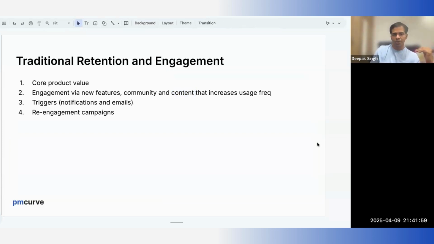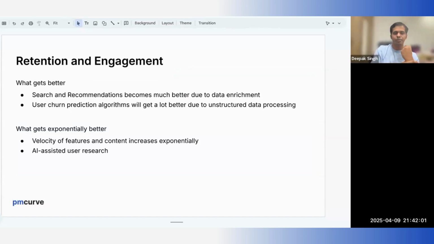Now, if you look at how AI actually changes it, what gets better is the core product value. Search and recommendations become very, very good. Because in search and recommendations, we were dependent on, let's say, NER models, which stands for named entity recognition, where you look at some entities in search or some entities in the catalog and you try to match those keywords. You're not limited to that anymore. With LLMs, the context and the data become very, very rich for search and recommendations. So search and recommendation of the core product becomes very, very good.